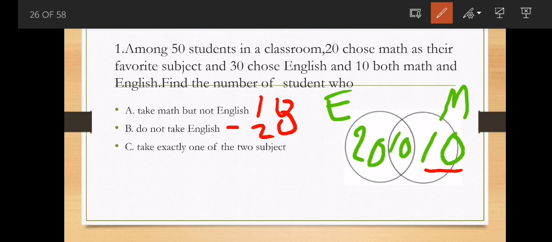So, number C, take exactly one of the two subjects. So, at least one lang daw po yung kinuha nila. So, hindi na natin to bibilangan kasi kumuha sila ng both math and English. So, ito na lang. 20 and 30. So, 20 and 10. So, ang answer natin dito is 30.